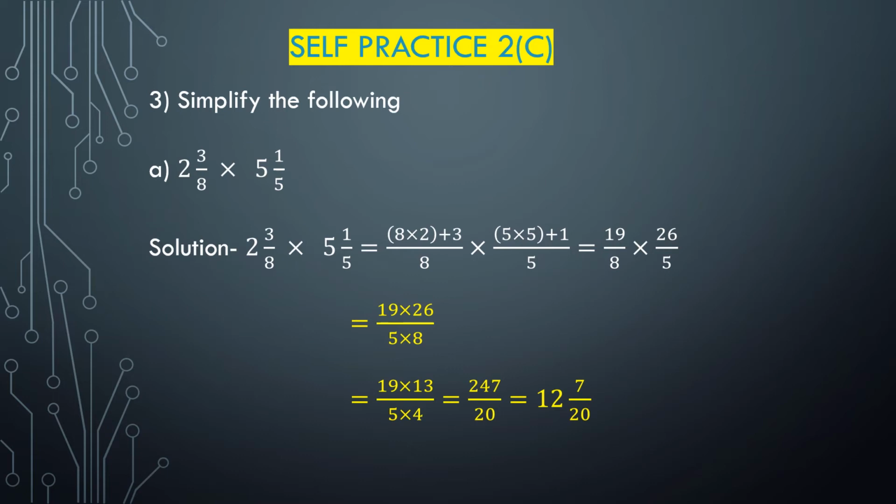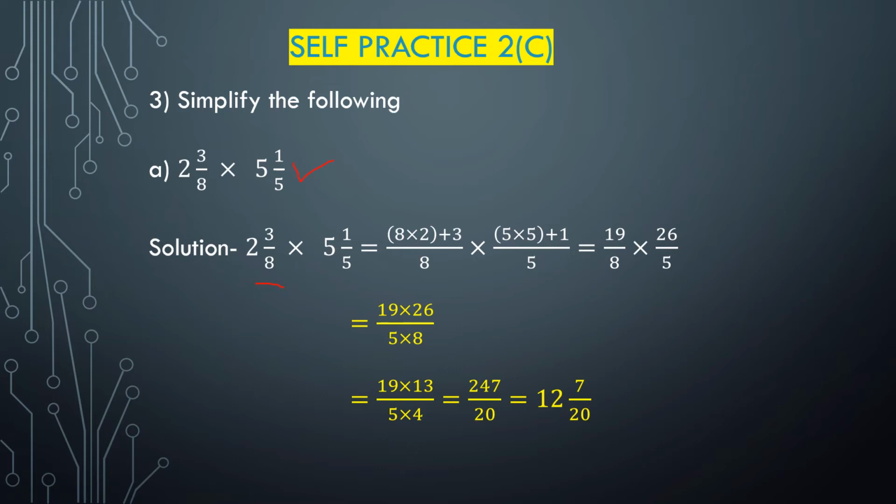Now we solve question number 3, and question number 3 is simplify the following. First bit is 2 3/8 multiplied with 5 1/3. Multiplying two fractions equals the product of numerators divided by the product of denominators. First we convert these mixed fractions into improper fractions. So 2 3/8 is a mixed fraction. We have to convert this mixed fraction into an improper fraction.